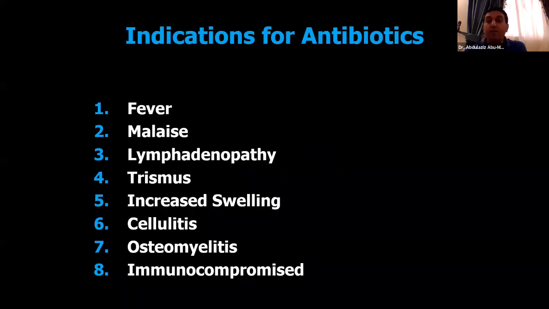Now we don't go with the antibiotics, okay? These are the only indicated characteristics of the patient if you want to go with antibiotics: fever, malaise, lymphadenopathy, trismus, increased swelling, cellulitis, osteomyelitis, immunocompromised. If you look at all of these, it's all affecting the immune system. It's not affecting the pain. It doesn't relate to the periapical radiolucency. It doesn't relate to the pulp necrosis of any kind.